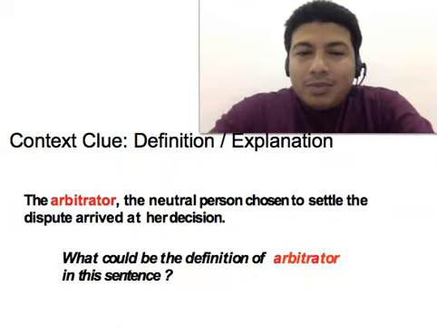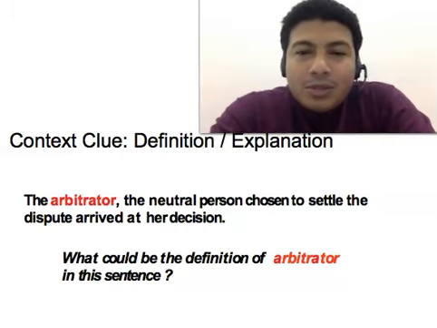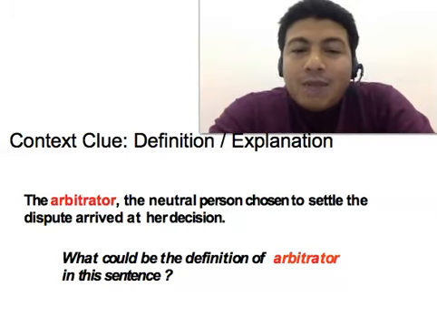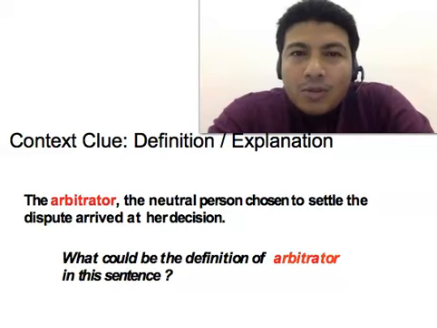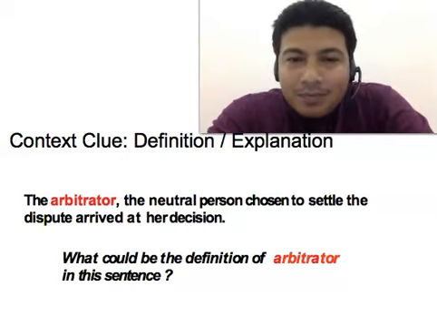So this is an example. The arbitrator, the neutral person chosen to settle the dispute, arrived at her decision. So what could be the definition of the word arbitrator in this sentence?